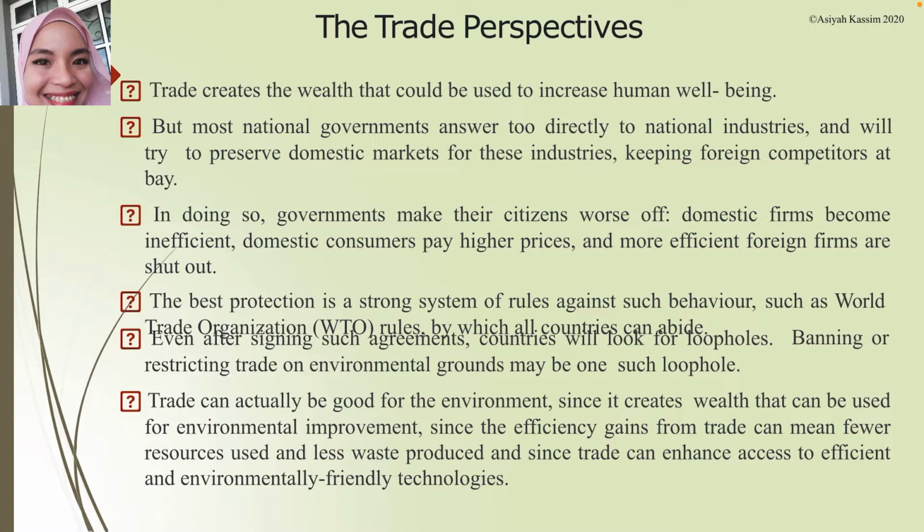For example, domestic firms become more inefficient, domestic consumers are required to pay higher prices, and more efficient foreign firms are being shut down. So the best protection is a strong system of rules against such behavior. Therefore, we have World Trade Organization (WTO) rules by which all the countries can abide.